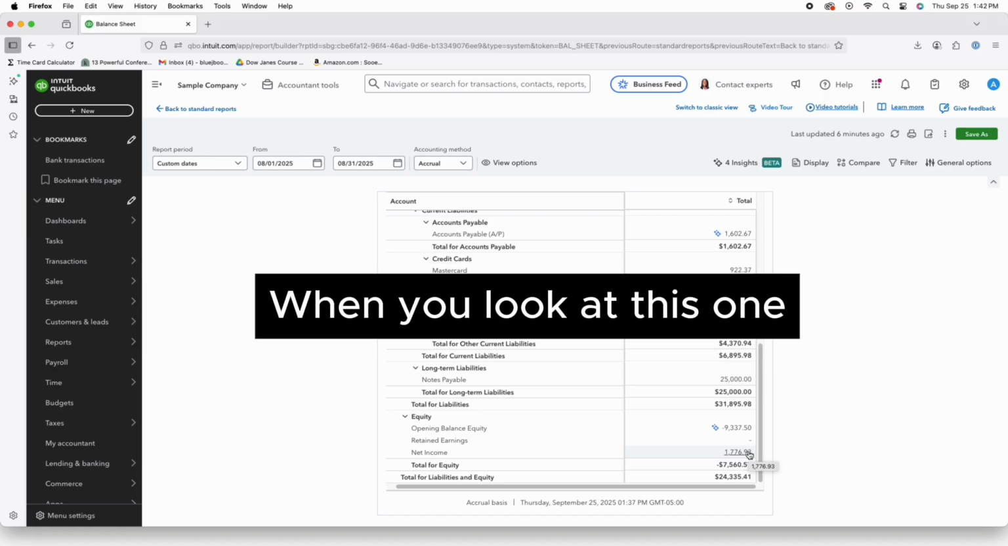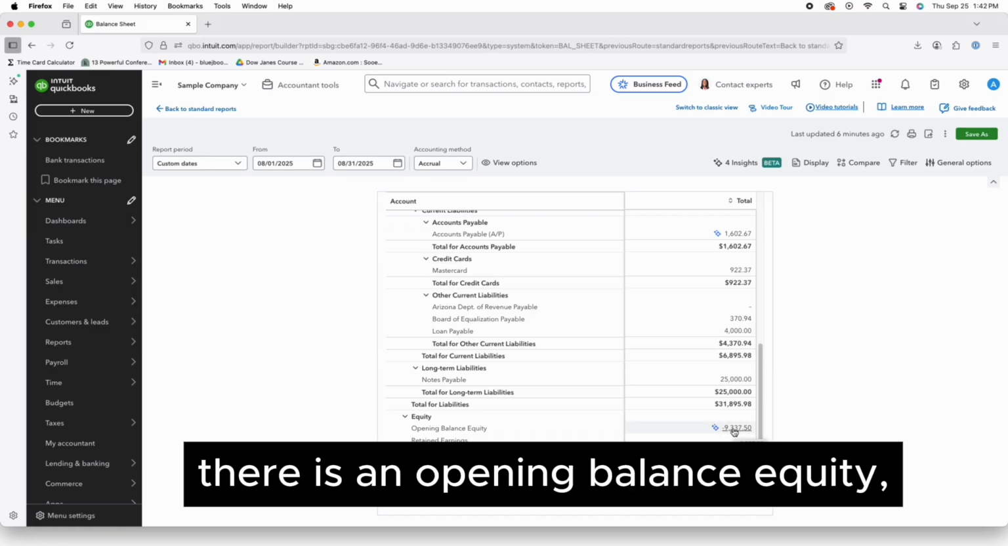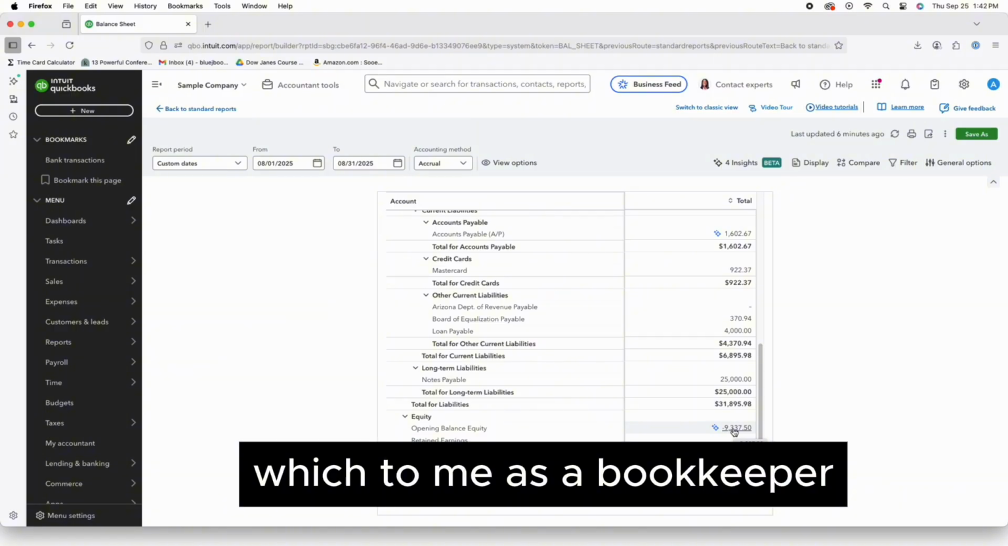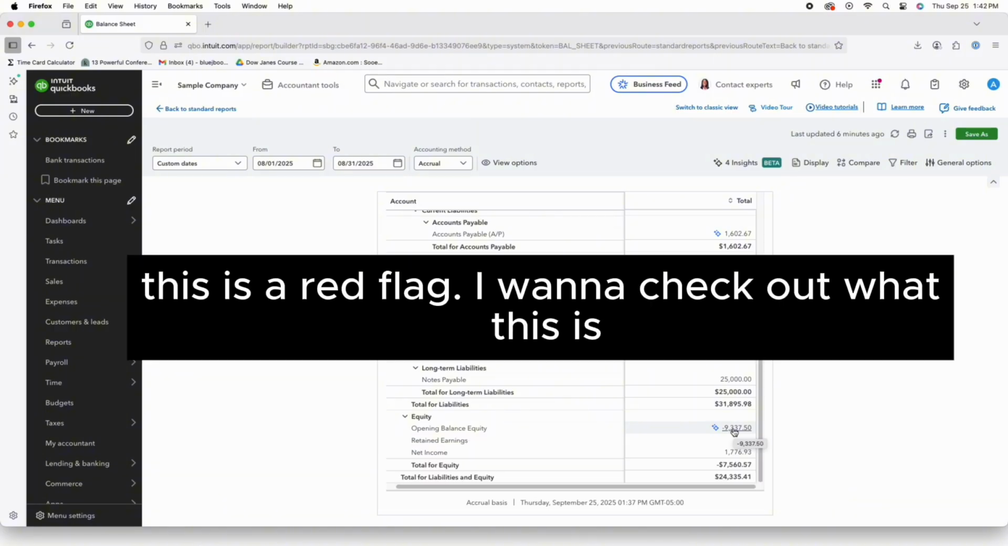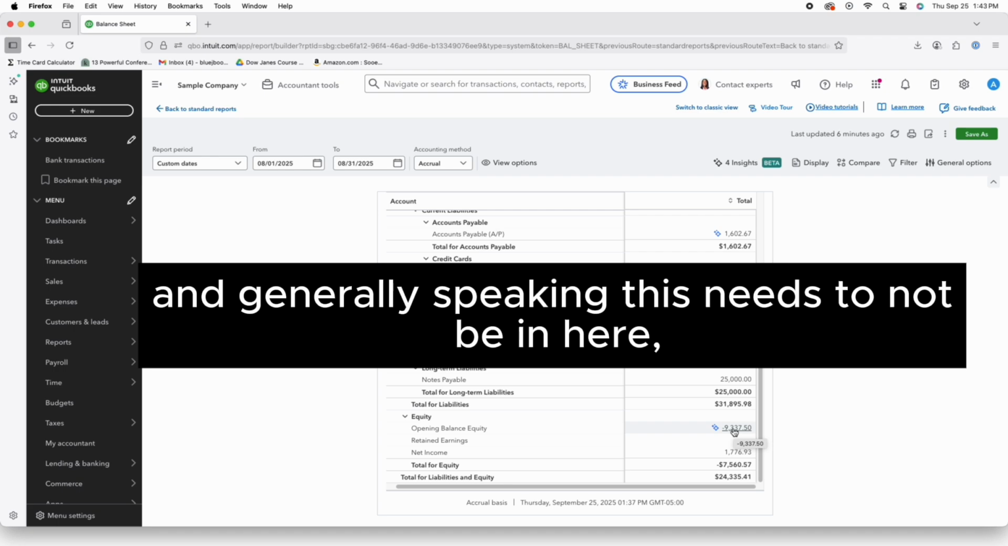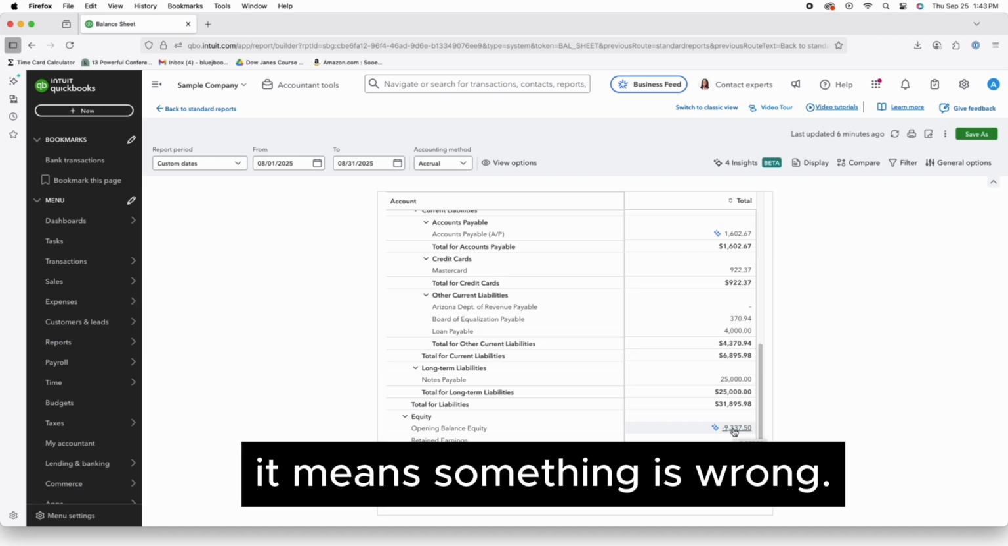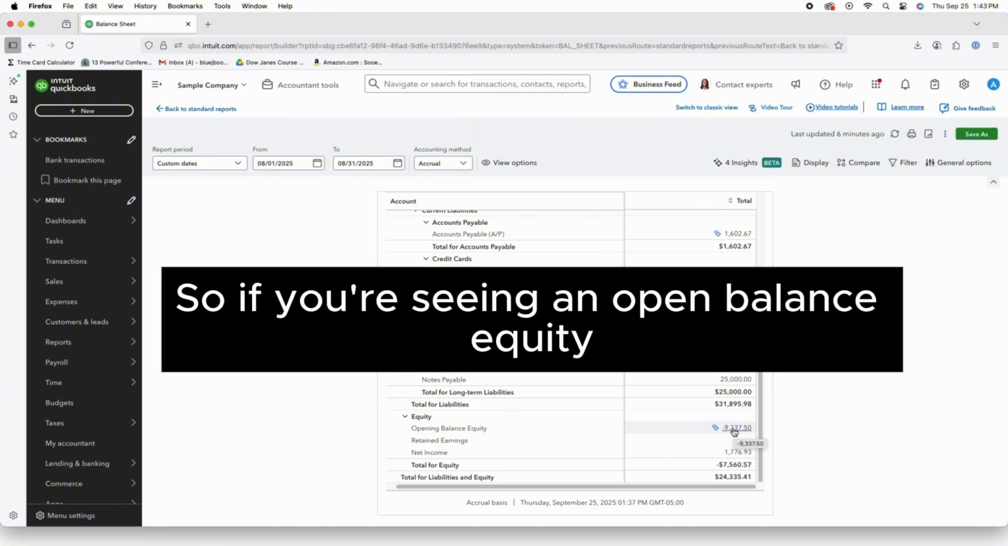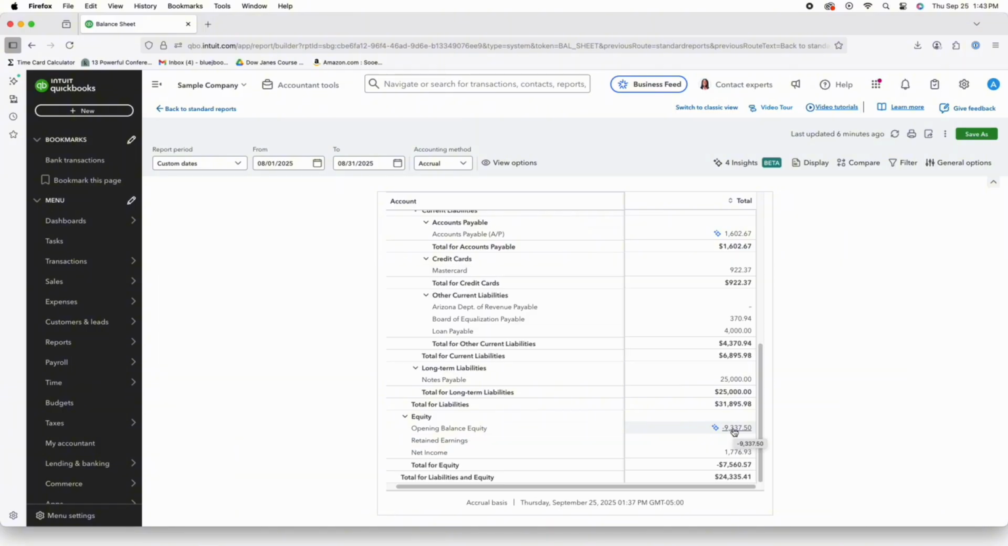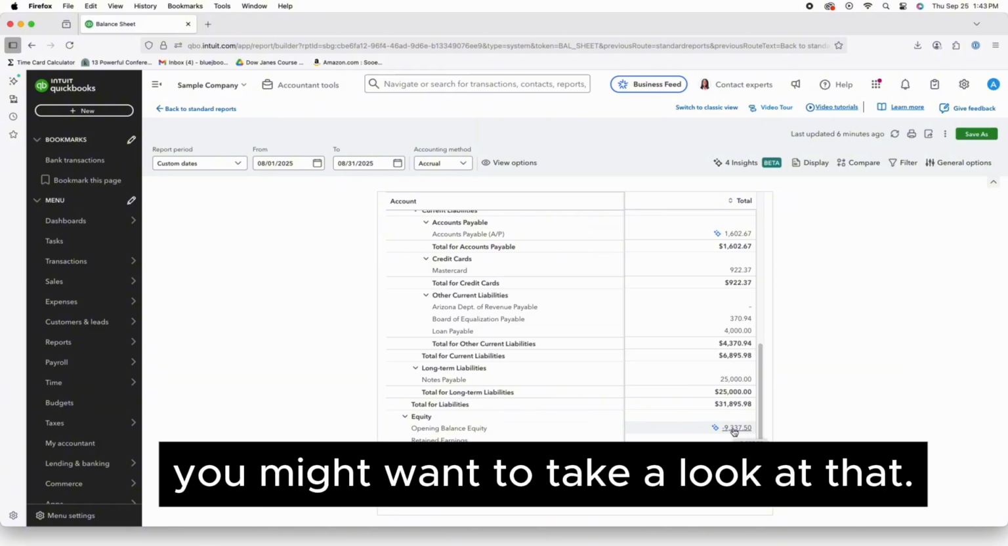When you look at this one, there is an opening balance equity, which to me as a bookkeeper is a red flag. I want to check out what this is. And generally speaking, this needs to not be in here. It means something is wrong. So if you're seeing an opening balance equity in your balance sheet, you might want to take a look at that.